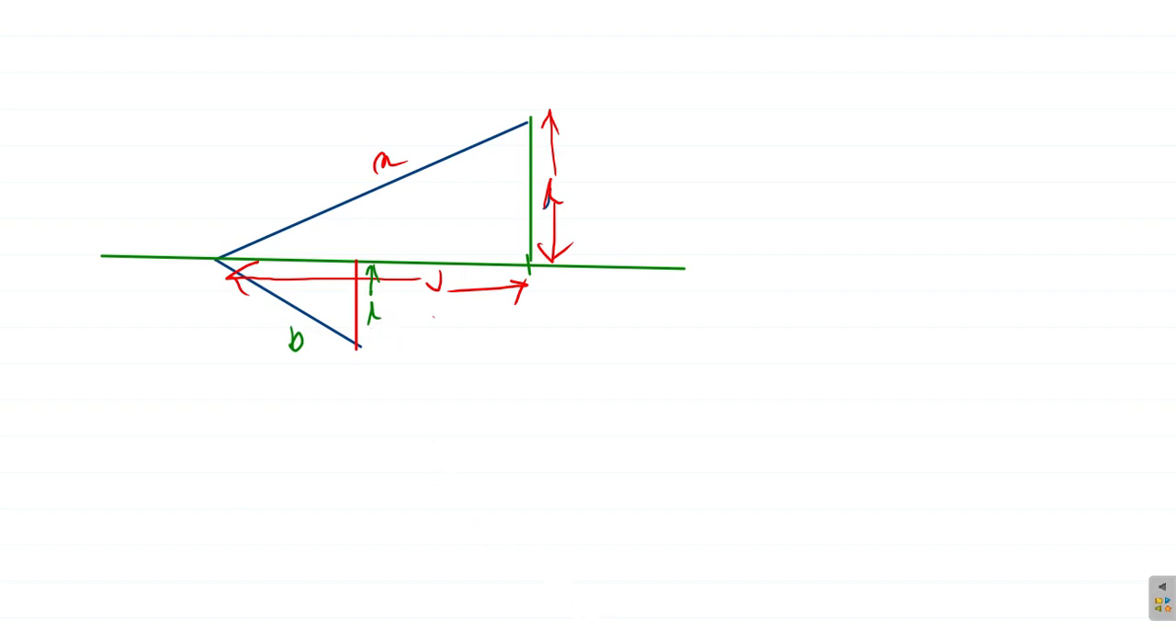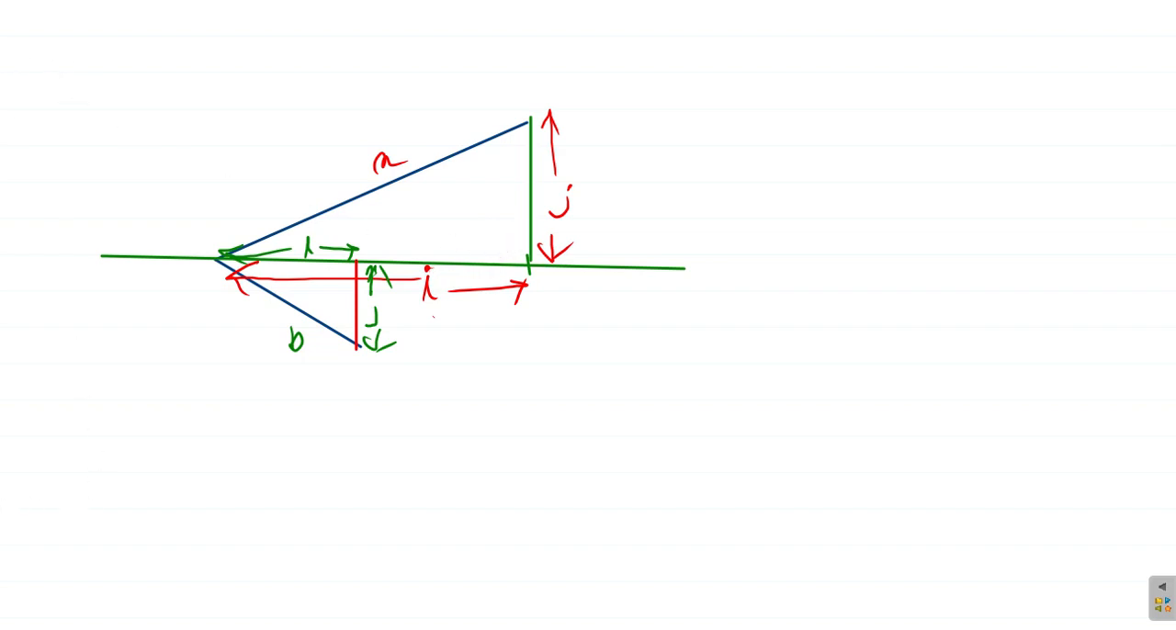Oh, I and J. Wrong thing I do. I is horizontal. Is I for A and J for A. Alright? For the B, this length is I for B, and this length is J for B. I for B, J for B. You find them.